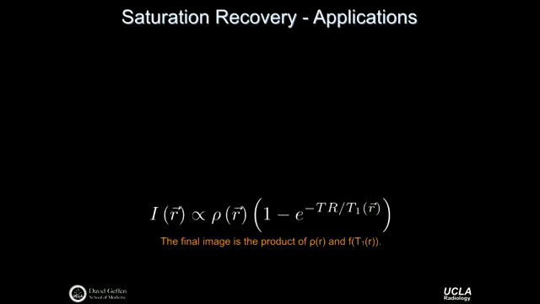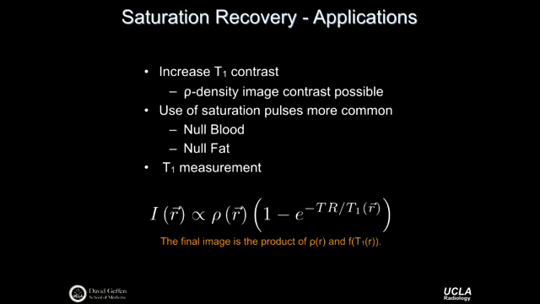Okay, so let's talk about saturation recovery again. I introduced this. This is still kind of the review from last time. There were some applications. Why would we want to use the saturation recovery pulse sequence? One of the things that we suggested previously was that you could increase your T1 contrast. We can see that in this expression down here: the final image intensity as a function of position, pixel location, if you will, depends on the proton density at every pixel location, as well as the T1 at every pixel location.